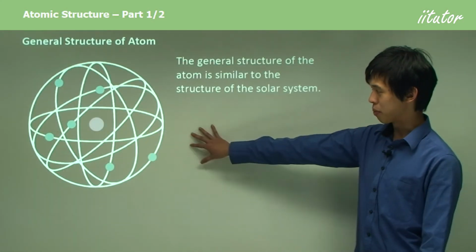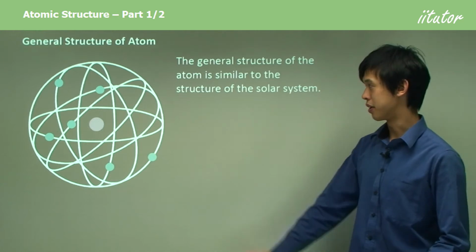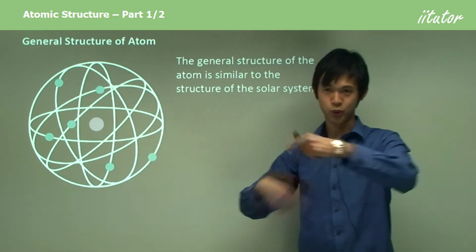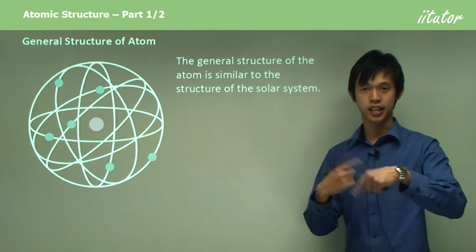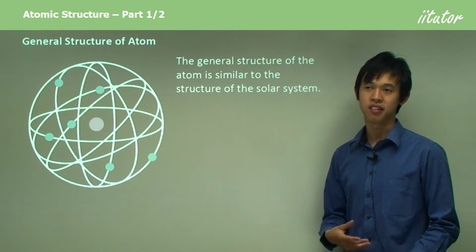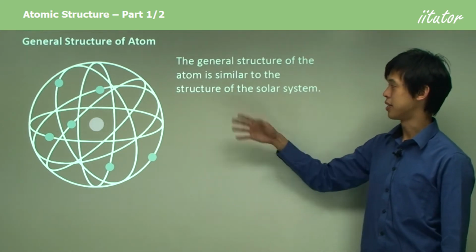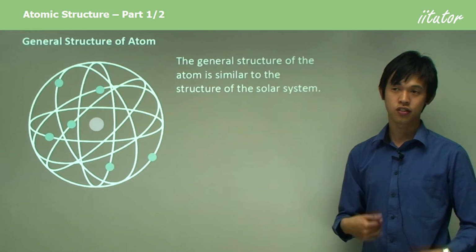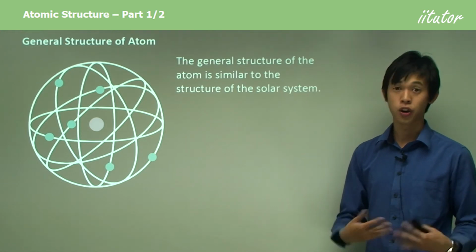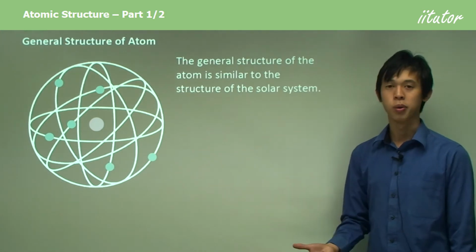So this is a really common picture. We see, in the middle there's a nucleus, and then whizzing around like planets are the electrons. And that's a really common visualization of an atom. So the general structure of the atom is similar to the structure of the solar system. That's what we've sort of grown up knowing. And then we call that the Bohr model.